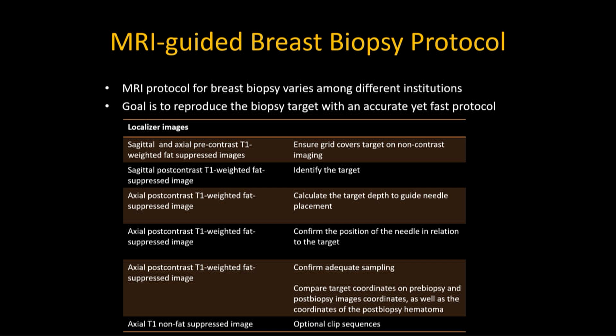Some people in our group, I don't personally do this, but they do an axial T1 non-fat suppressed image as an optional clip image. So after you place the clip, you can take this image to make certain that your clip has deployed.